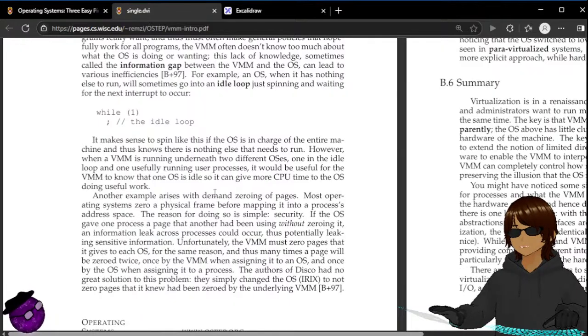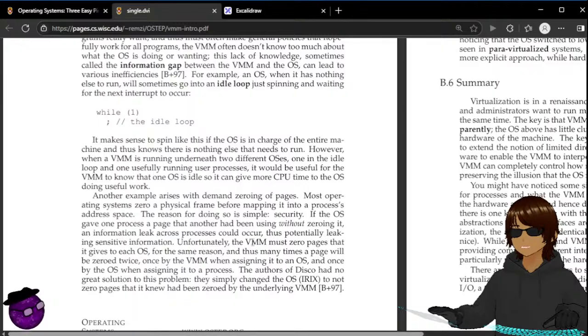Another example arises with demand zeroing of pages. Most operating systems zero a physical frame before mapping it into a process's address space. The reason for doing so is simple security. If the OS gave one process a page that another had been using without zeroing it, an information leak across processes could occur, thus potentially leaking sensitive information.